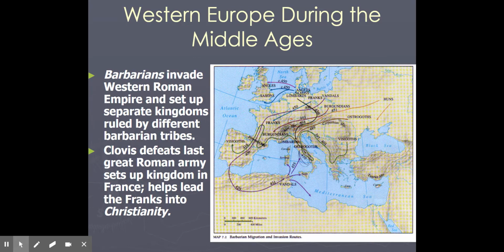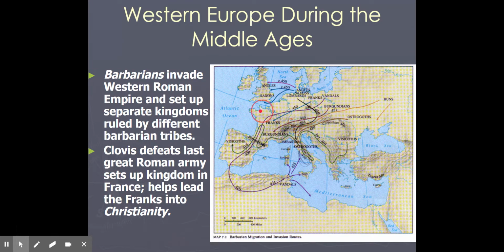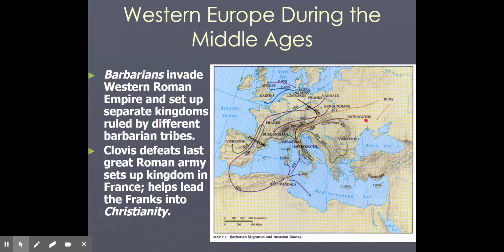Anyway, the barbarians began to invade Western Europe, as we looked at in the last chapter, and they conquered territory and they set up their own kingdoms. The Franks conquered what we today call France. The Burgundians, the Vandals, they all took over different parts of Europe. So the Franks are right over here. The Ostrogoths, the Visigoths, they all invaded and took over different parts of the country.